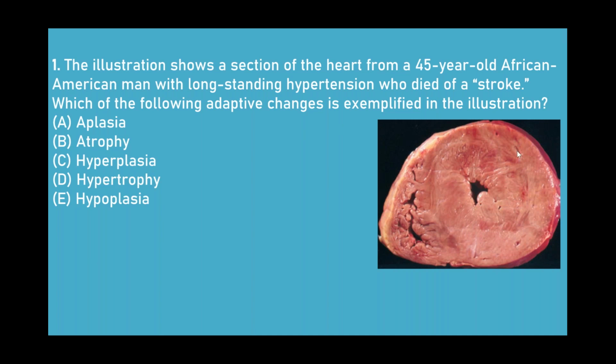The illustration shows a section of the heart from a 45-year-old African American man with long-standing hypertension who died of a stroke. Which of the following adaptive changes is exemplified in the illustration? So what was the adaptive change here? I think atrophy. Sir, it's hypertrophy, sir.